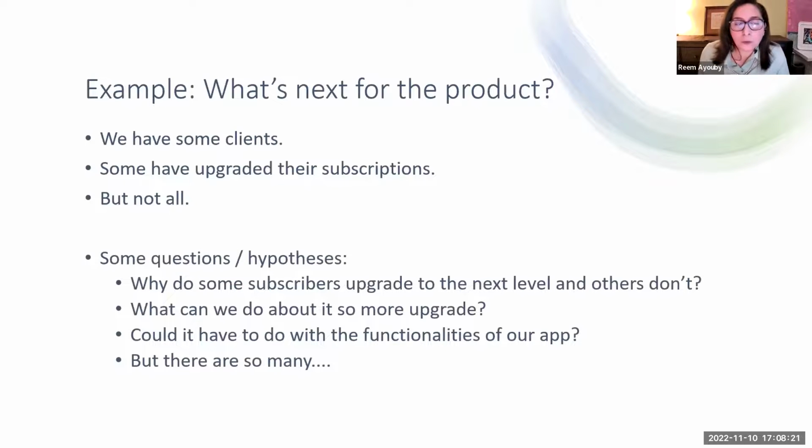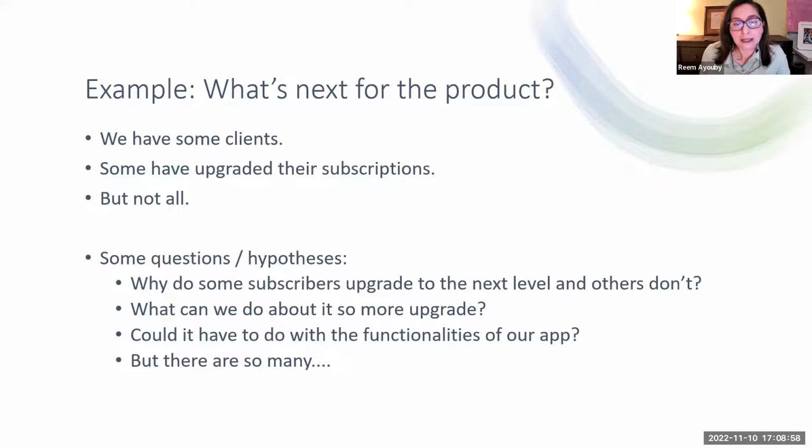So what kinds of questions might come up? Maybe why are some subscribers upgrading to the next level while others are not? And so this may touch on the personas that we have. Are the personas that we came up with in our qualitative research actually what they are? Can we add some more nuance to them, like Sarah did in her research? And what can we do about these upgrades?